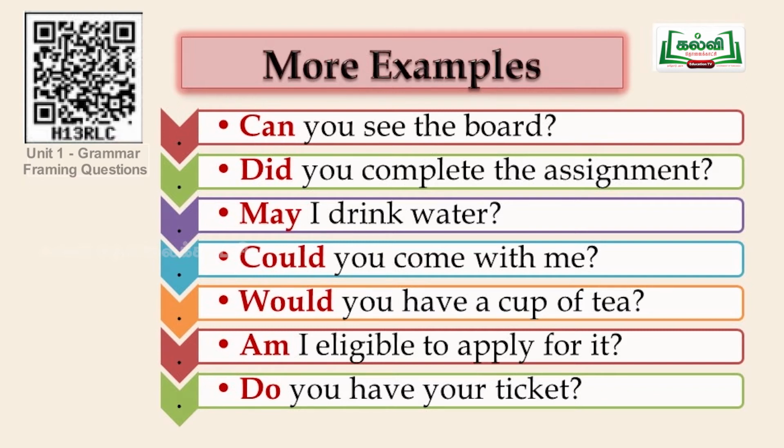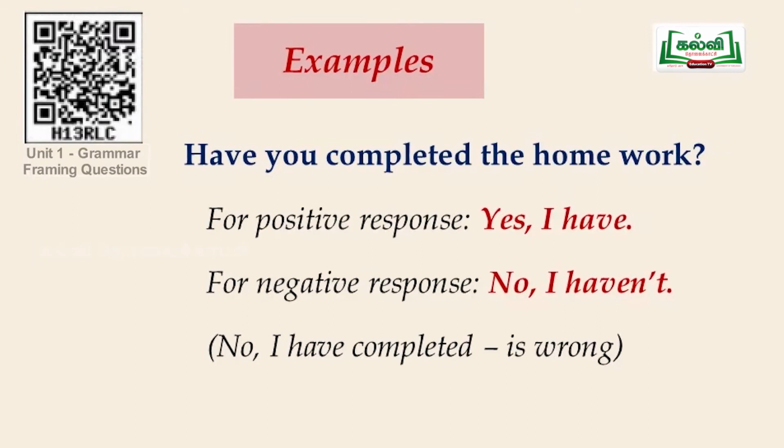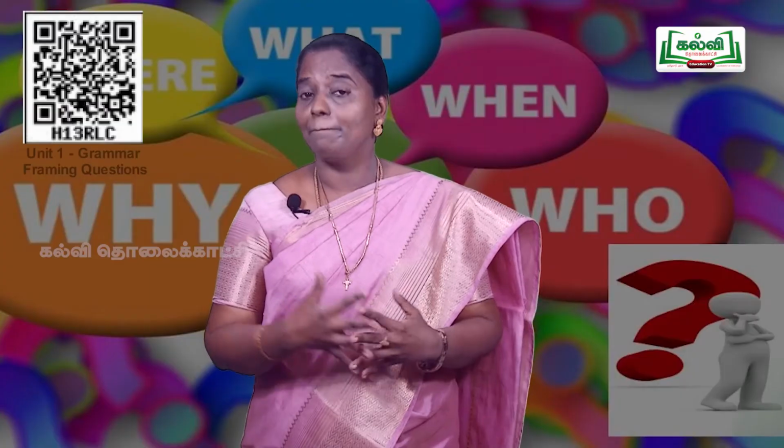So now do you all understand what yes or no question words are? And we saw the examples also. Now, if I ask you a question, have you completed your assignment? If you have finished, what will you say? Yes, I have. If you haven't completed, what will you say? No, I haven't. But I've come across some students, what will they say? No, I have, miss. That is wrong. You should say, no, I haven't. Whenever you respond in negative, you should use the negative form.